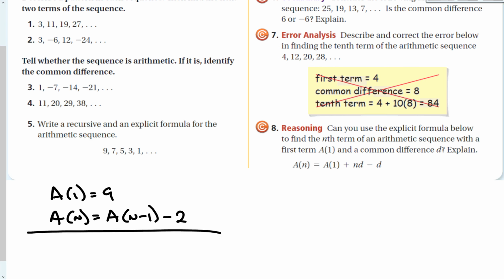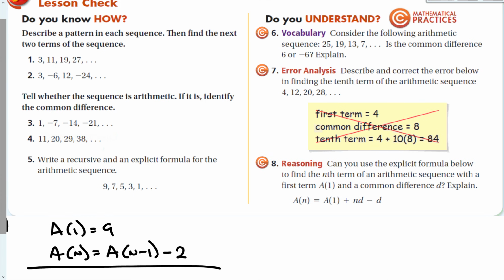Okay, that's the recursive. The explicit formula says to get this term, you take the first term plus n minus 1 times -2. Okay? Or if you want, you could, of course, write the -2 first.